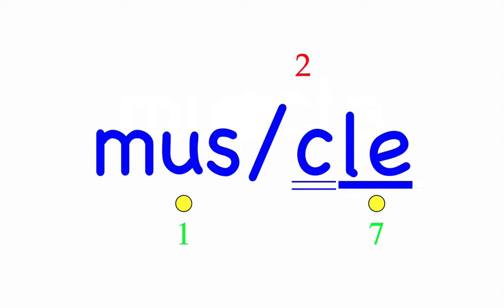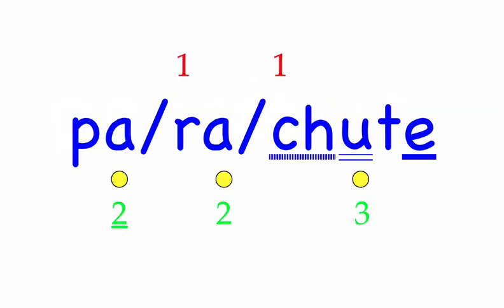Row 4. Parachute. I hope my parachute opens when I need it. And for spelling, pronounce it parachute. First syllable, pa, 2 sounds. P, a. Ray, 2 sounds. R, a. Shoot, 3 sounds. Sh, oo, t. Parachute. Mark the word.